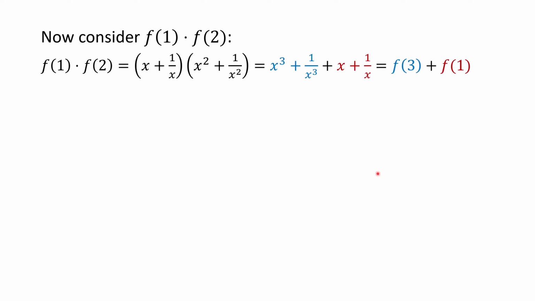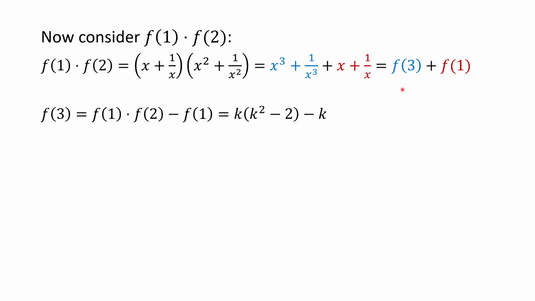So we're going to consider f of 1 times f of 2 now, algebraically. We're just playing around a little bit right now. So here we have these two binomials we're going to multiply. This is f of 1, and this is f of 2. And when we multiply them, and we rearrange the terms a little bit, and this is just simple binomial multiplication, we get x cubed plus 1 over x cubed plus x plus 1 over x. And we see that this, which is in blue, is the same as f of 3, and this is the same as f of 1. So f of 1 times f of 2 is f of 3 plus f of 1.